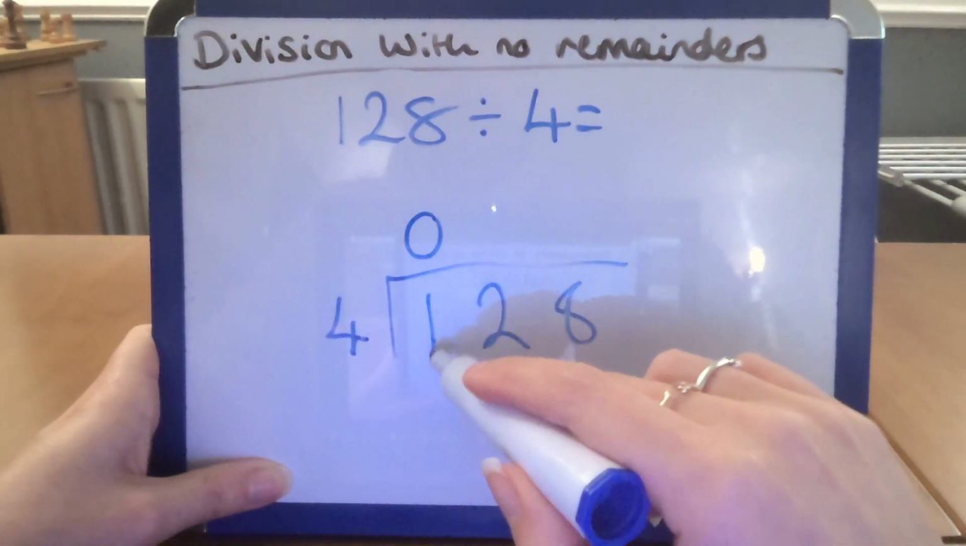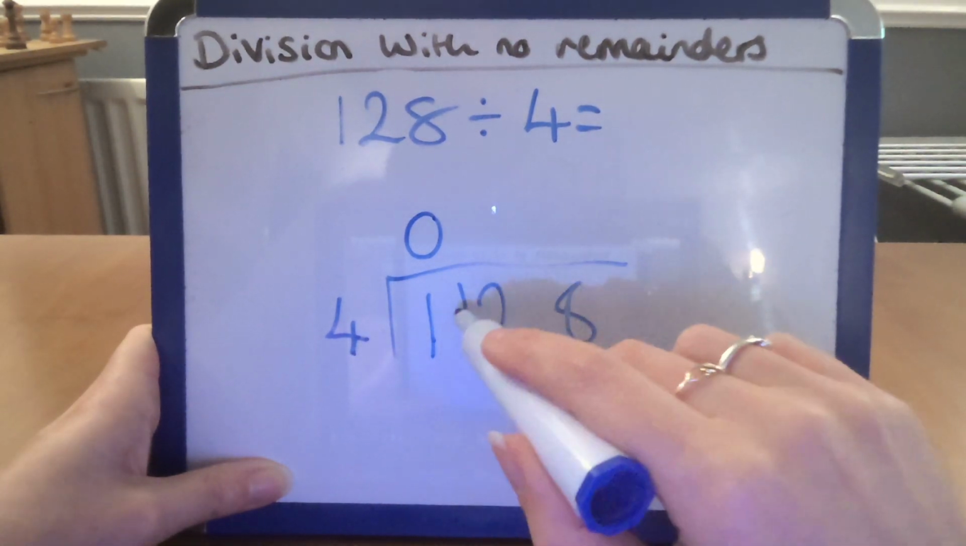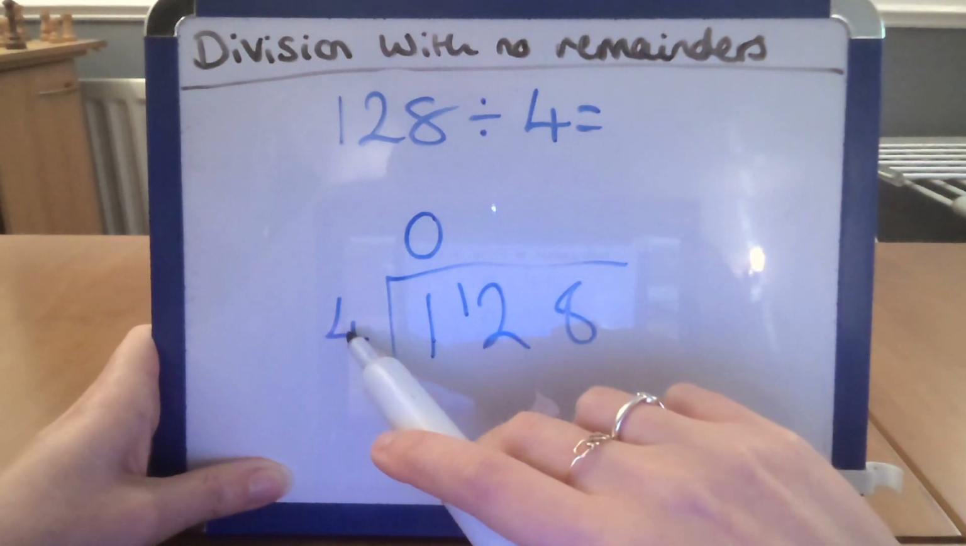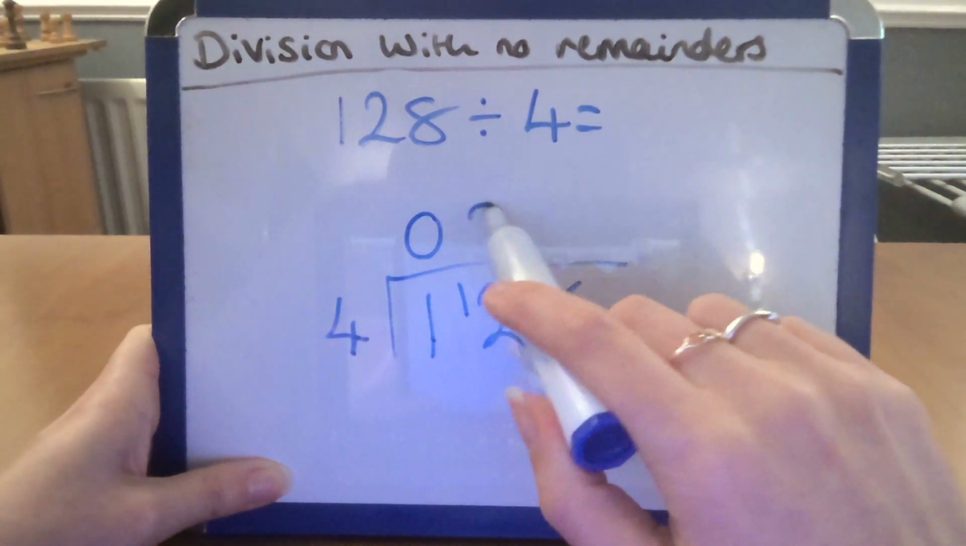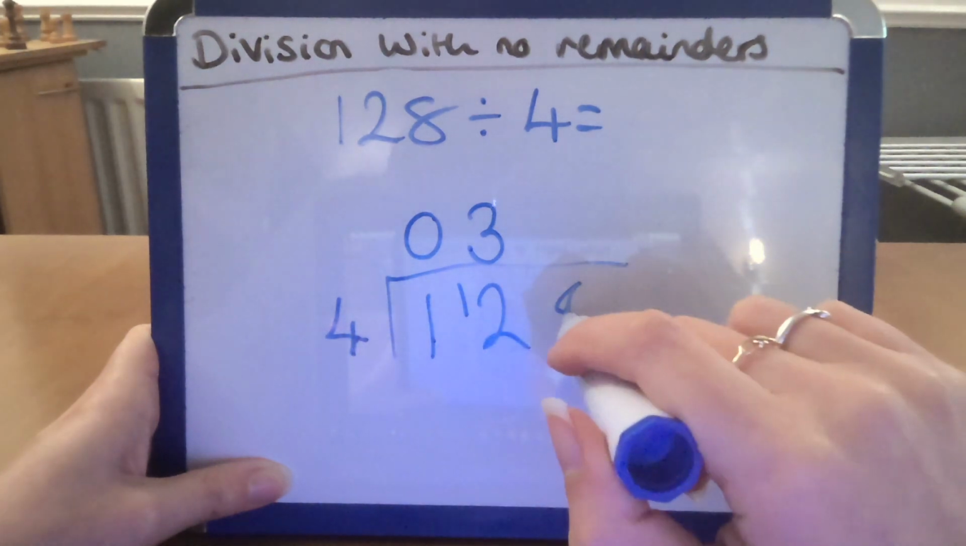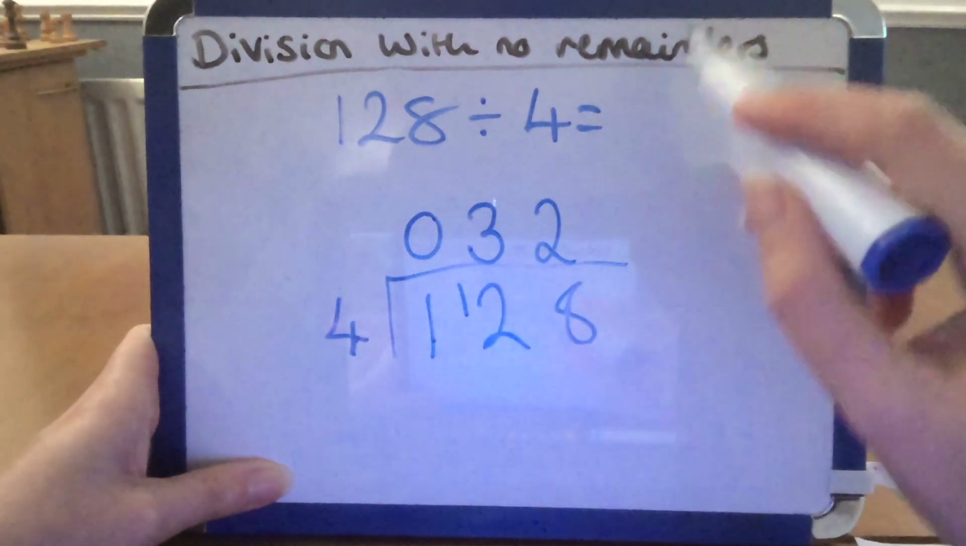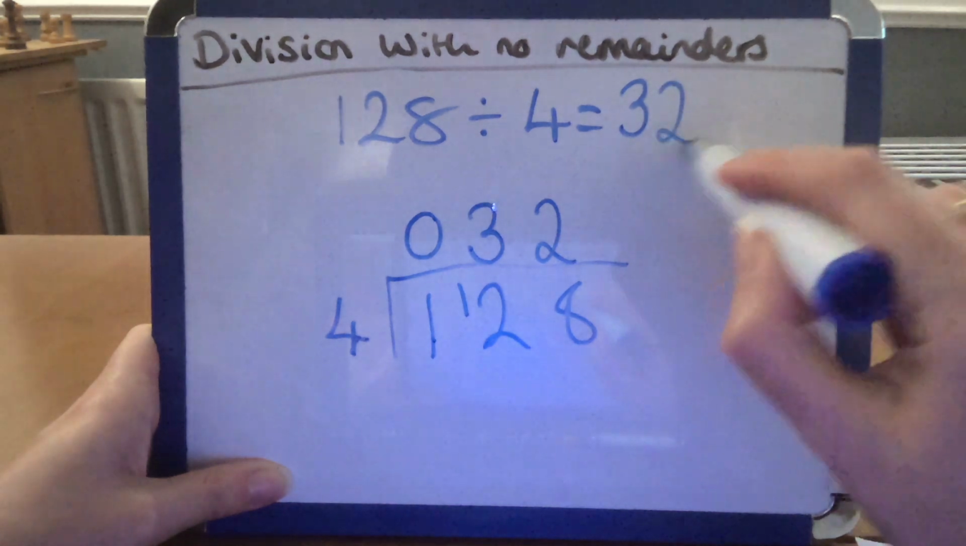And my 1 that I haven't used then gets put here to make this 12. How many 4s go into 12? 3. How many 4s go into 8? 2. So my answer is 32.